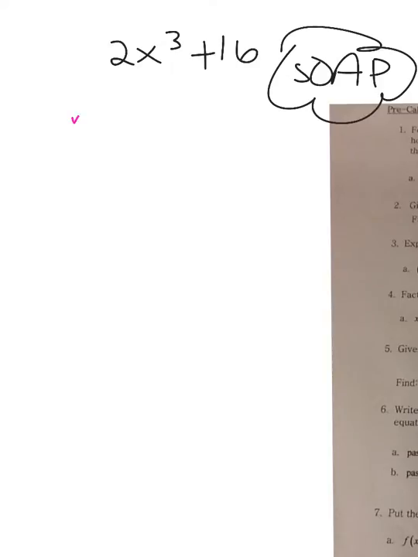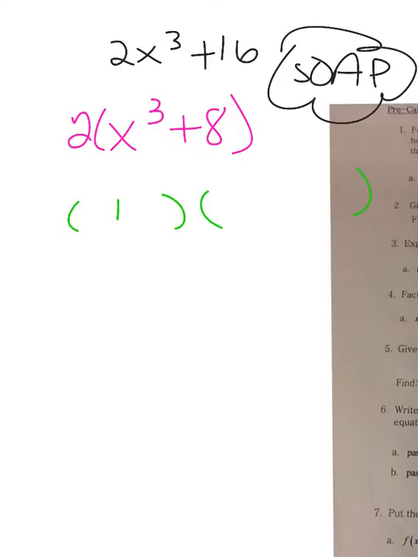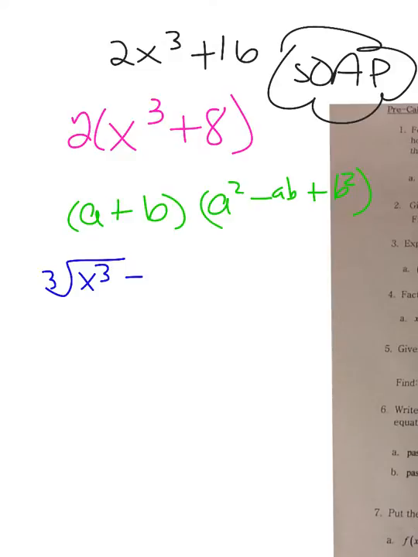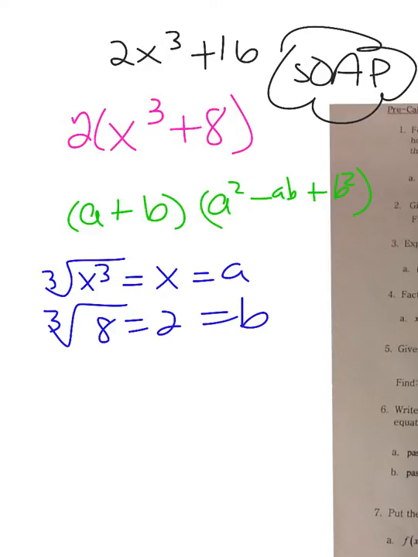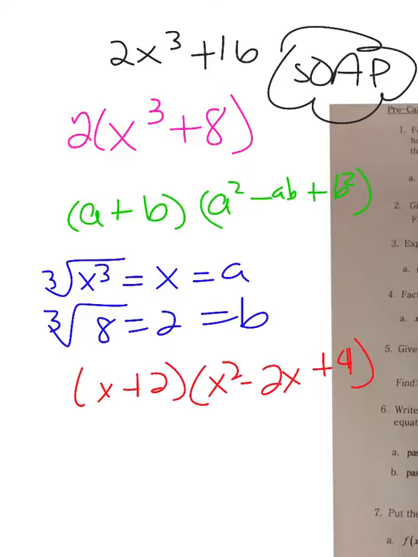Okay, so B is 2x to the third plus 16. So remember, we're using SOAP here. All right, so I do notice there is a GCF, and the GCF is 2. So now I have the sum of perfect cubes. So small parentheses, large parentheses, same sign, opposite sign, always positive. Remember, A squared, B squared at the ends, and then AB in the middle. The cube root of x cubed is x. This is my A. The cube root of 8 is 2, and this is my B. So I have x plus 2 times x squared minus 2x plus 2 squared, which is 4. And then don't forget to bring down the GCF, which is 2. Okay, so let's take a look at 5.